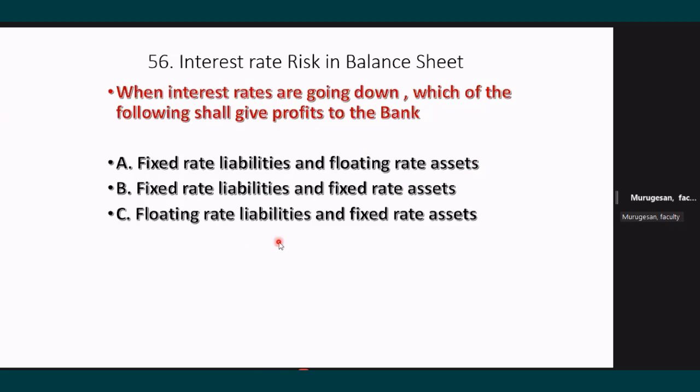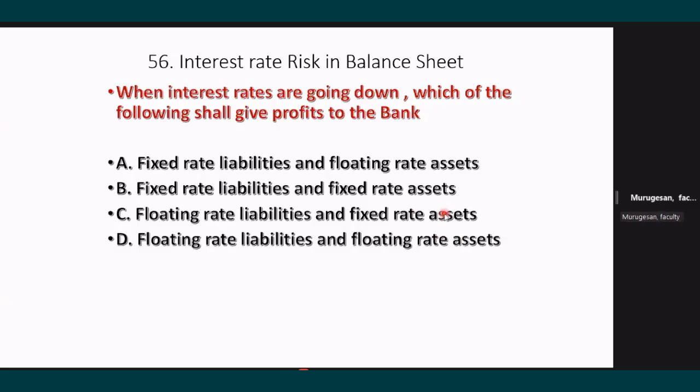Floating rate liabilities, fixed rate assets. Answer: floating rate liabilities, it is C. It's an intelligent question. Both should not be floating because interest rates are going down. Then what is the correct pickup? Will you pick up the correct answer? A, B, C, or D? C, sir. C is the correct answer. Very good, very good.